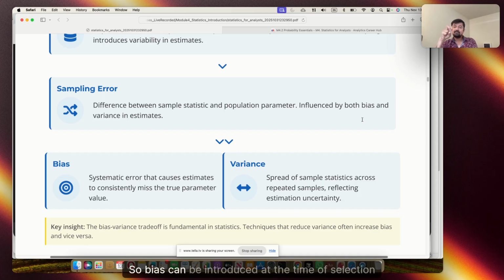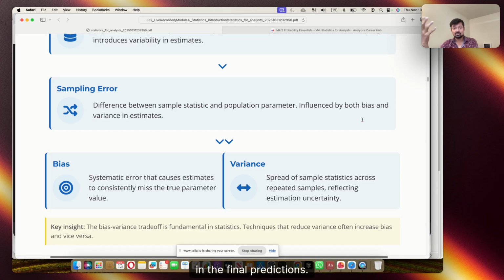Bias can be introduced at the time of selection of the subset from the population, and when you have the bias, you will see the variance, the variability in the estimation or in the final predictions. So you need to understand the difference between the sample statistics and the population parameters to reduce the bias and the variance in the estimates and in the predictions.